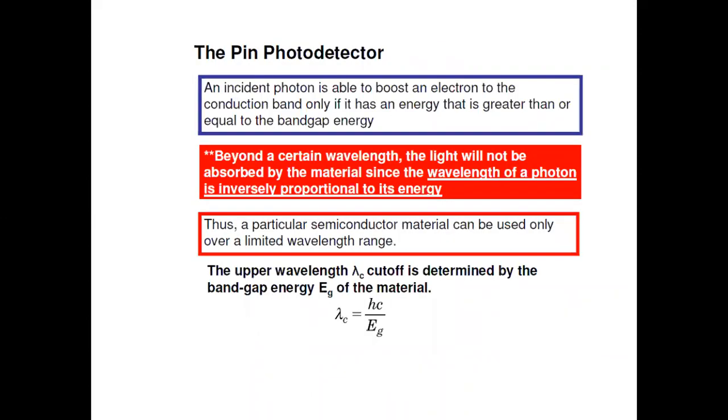In a PIN photodetector, an incident photon is able to boost an electron to the conduction band only if it has an energy that is greater than or equal to the band gap energy. Beyond a certain wavelength, the light will not be absorbed by the material since the wavelength of the photon is inversely proportional to the energy. Thus, a particular semiconductor material can be only used over a limit of wavelength region. The upper wavelength, that is the cutoff wavelength, is determined by the bandgap energy, Eg, of the material.